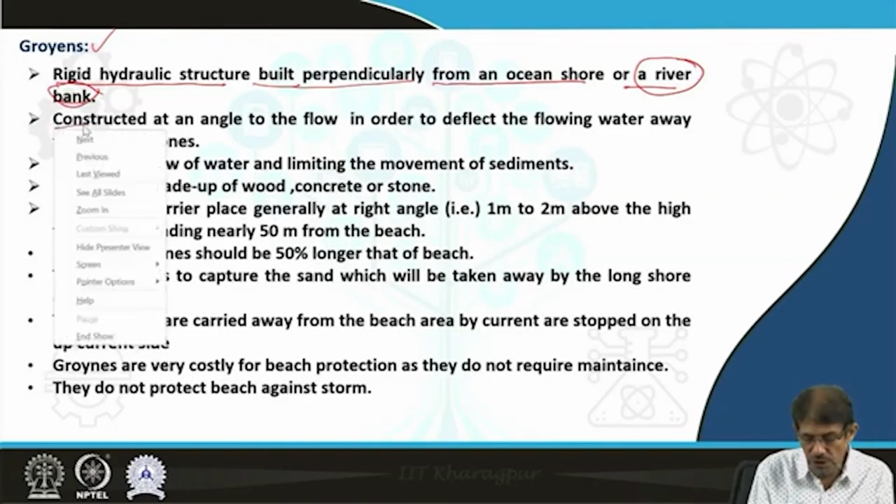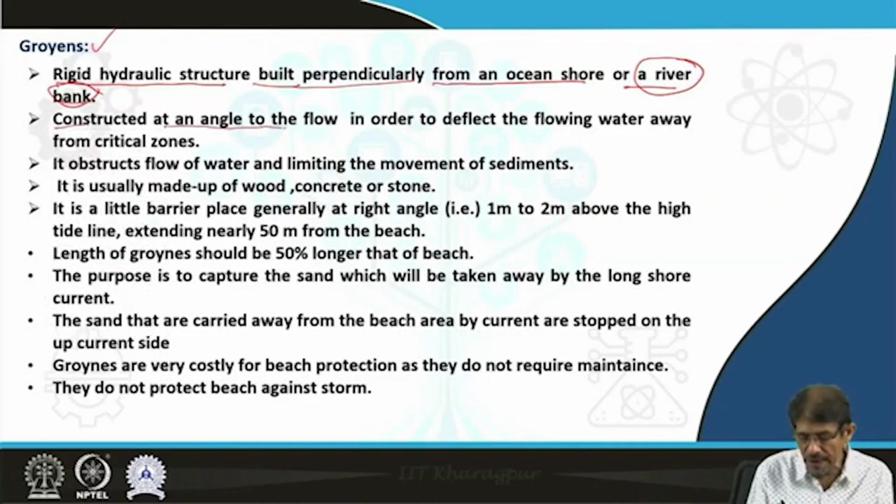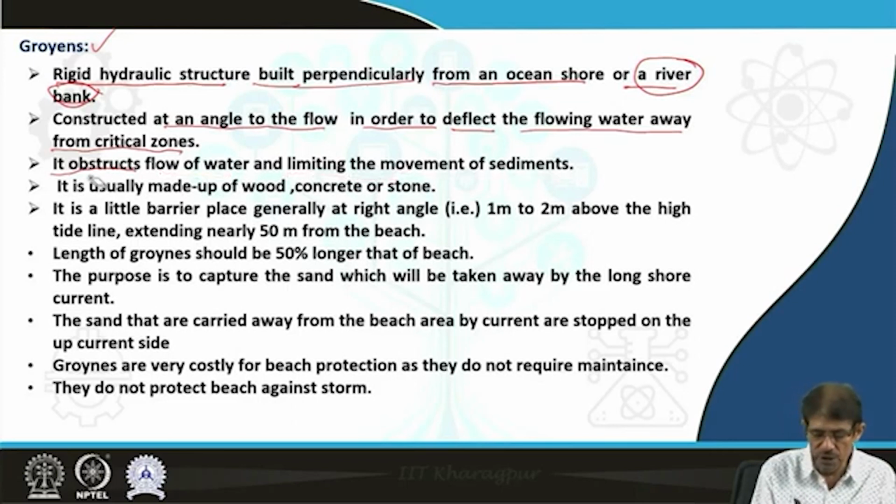These structures are constructed at an angle to the flow in order to deflect the flowing water away, as a diverting structure, from the critical zone or the zone highly affected by erosion. These structures obstruct the flow of water and limit the movement of sediments. In this way, the structure minimizes the erosional impact. It is usually made up of wood, concrete or stone.